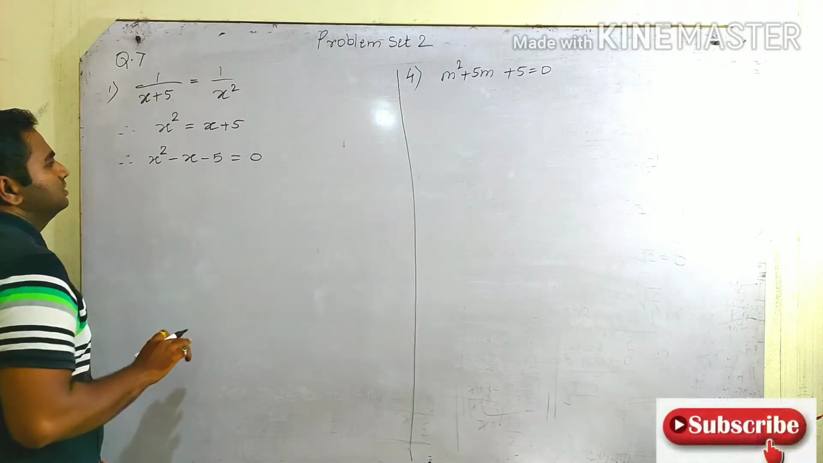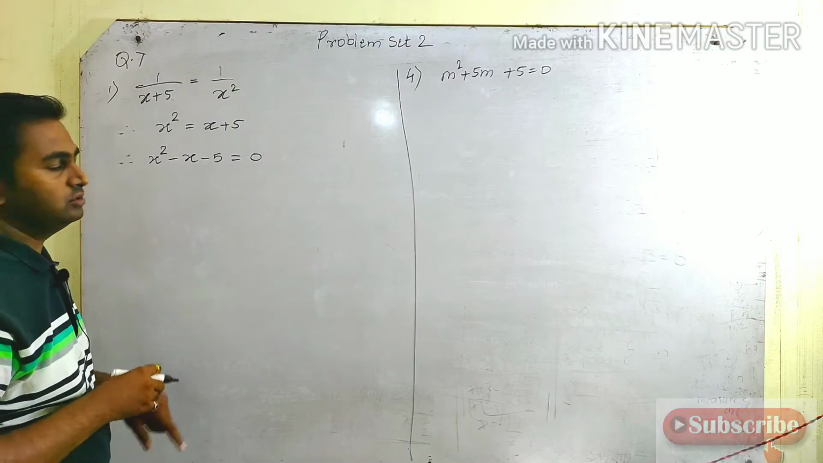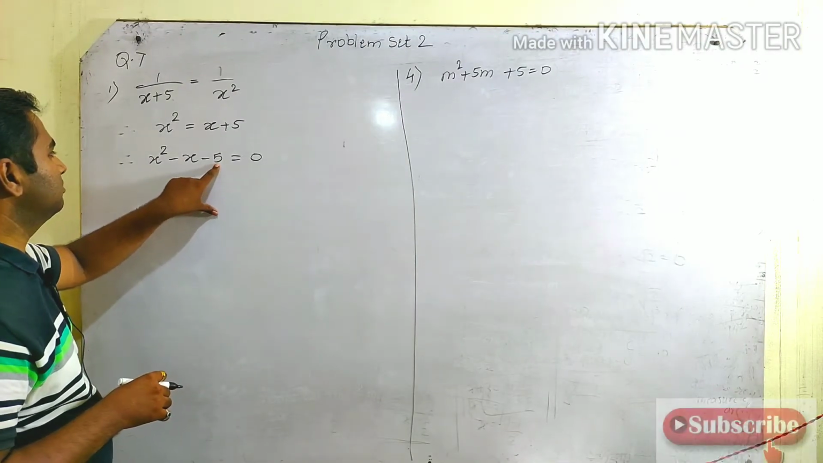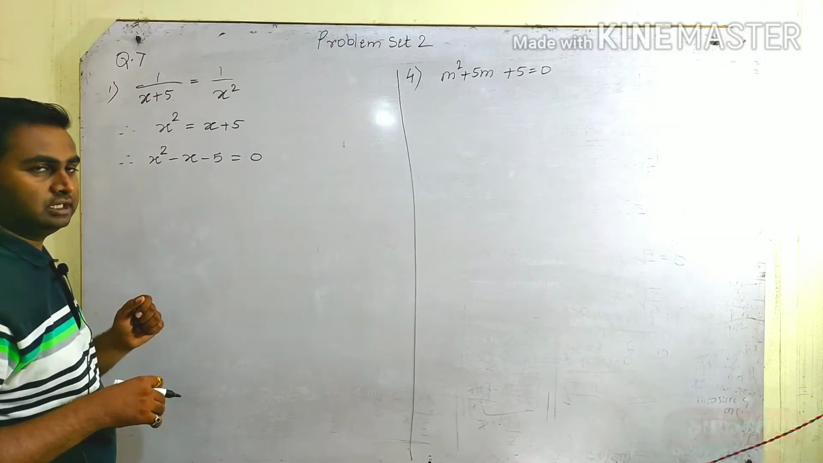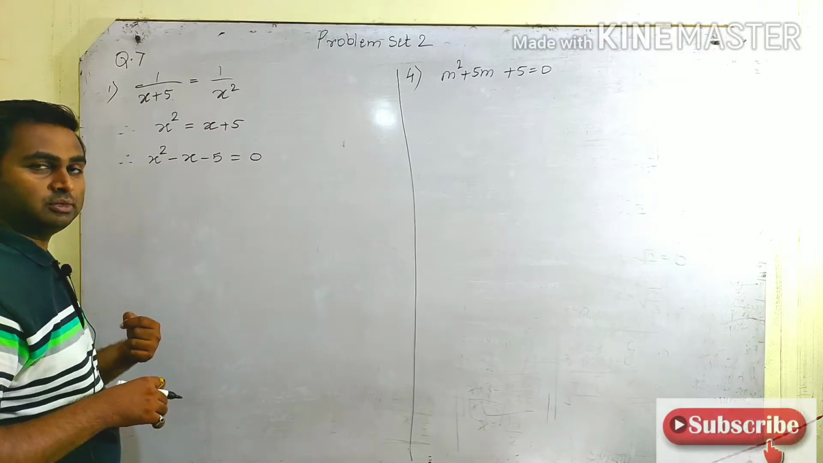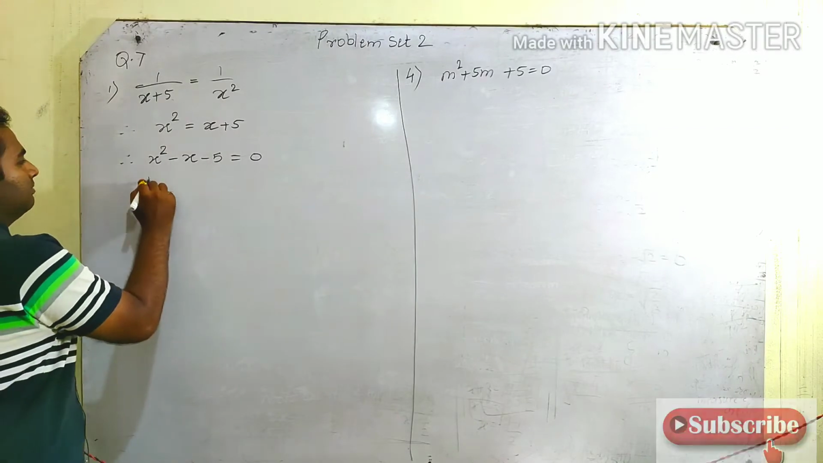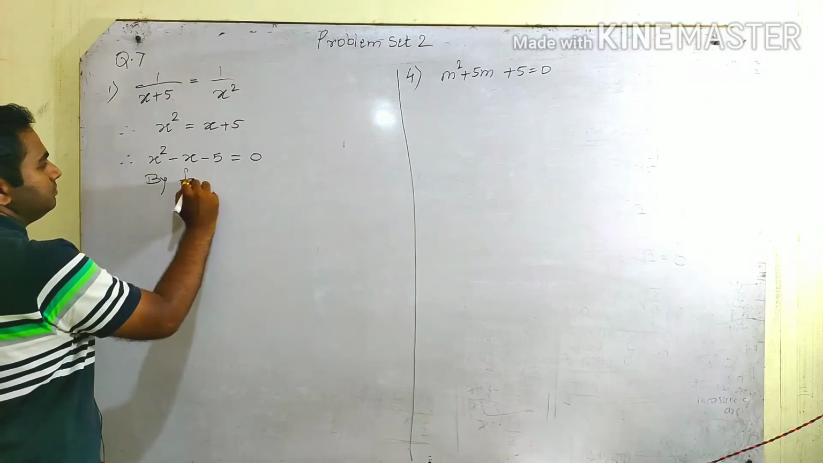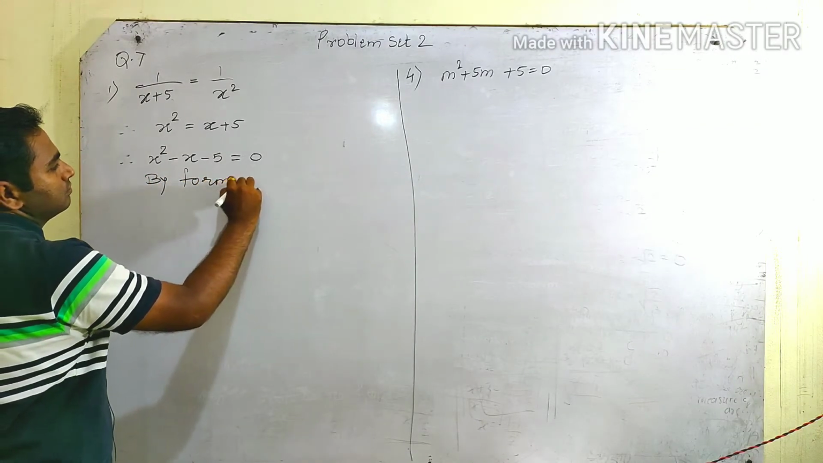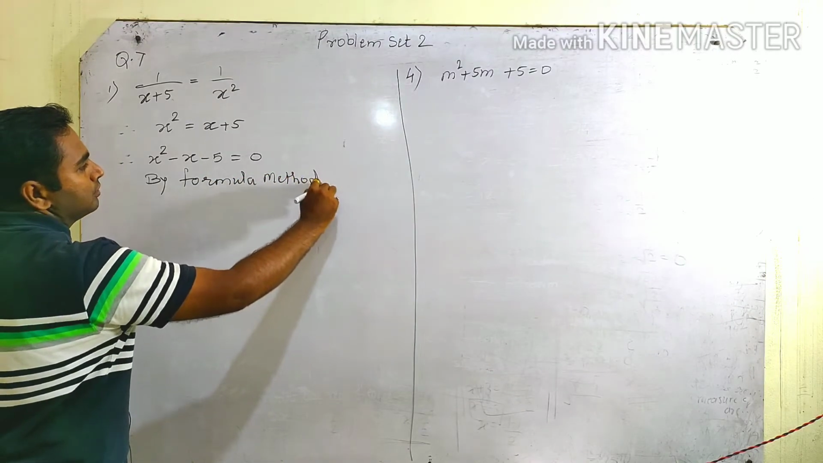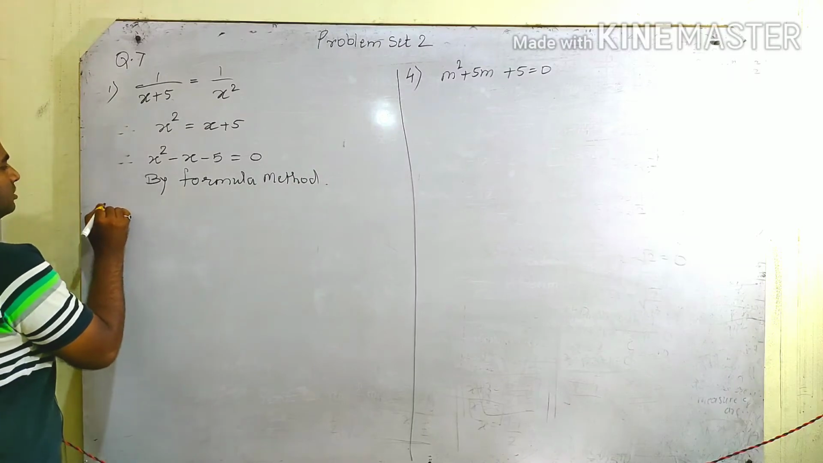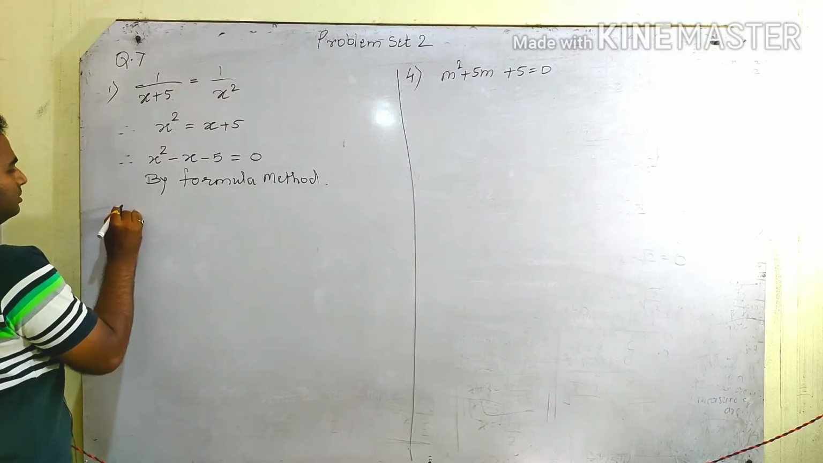So in this equation which method can we use? First, see that the 5 here and here minus 1, so we can't factorize it, so we use the formula method. Okay, by formula method we solve this equation.